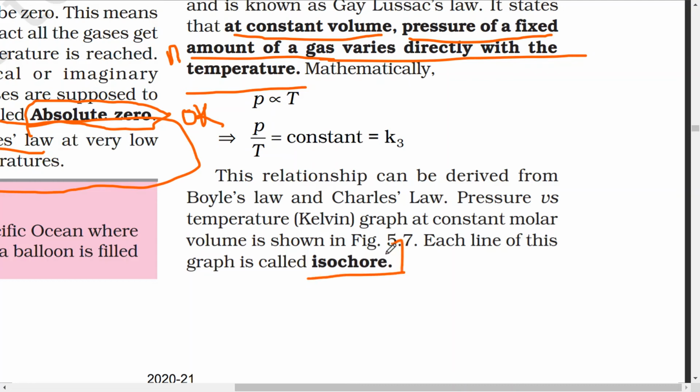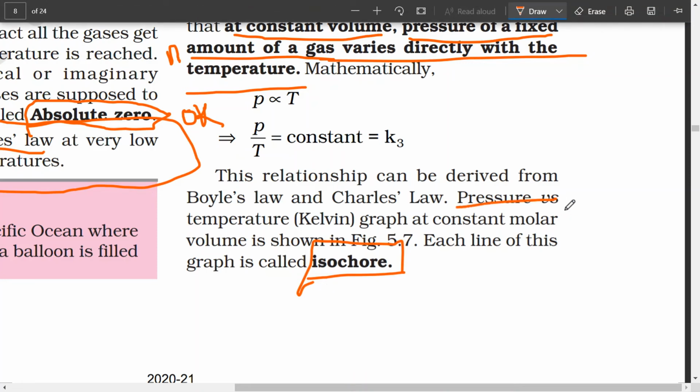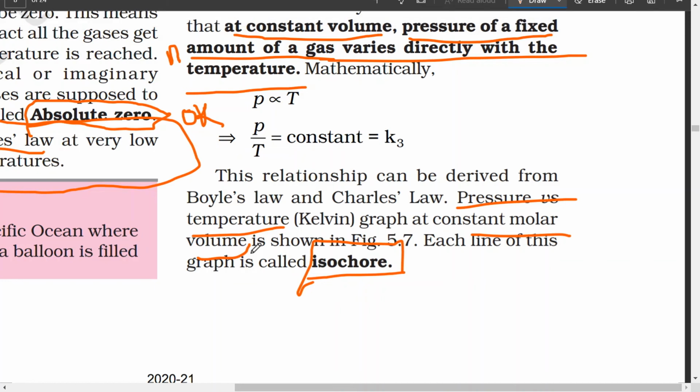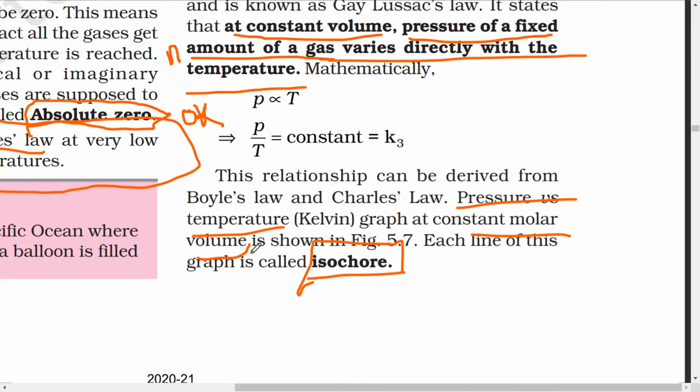Isochore. You can call it whatever, but you must answer it correctly in exam. So when pressure and temperature vary at constant molar volume, the graph is called isochore. And just now I told you about isobar. In isobar, volume and temperature can vary, and pressure remains constant, right? Now let us go to the next page.